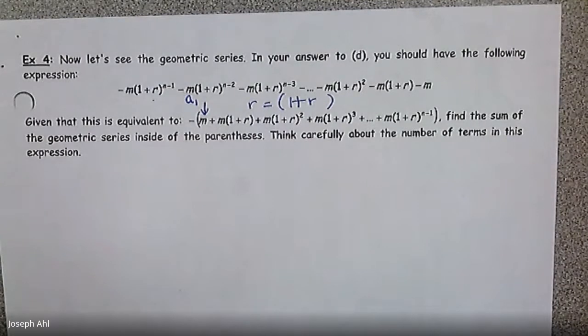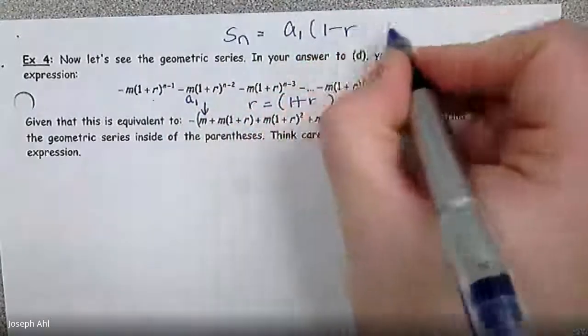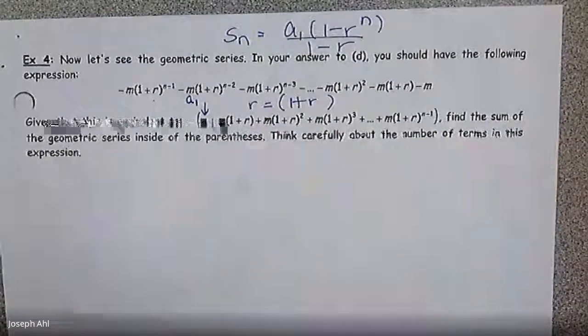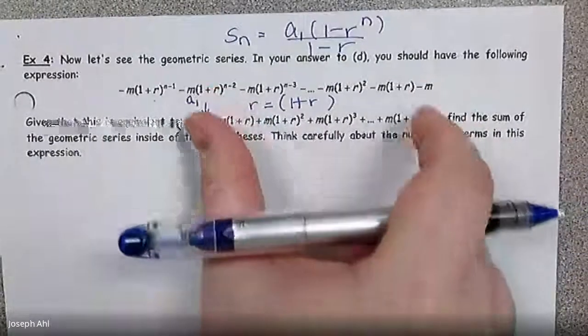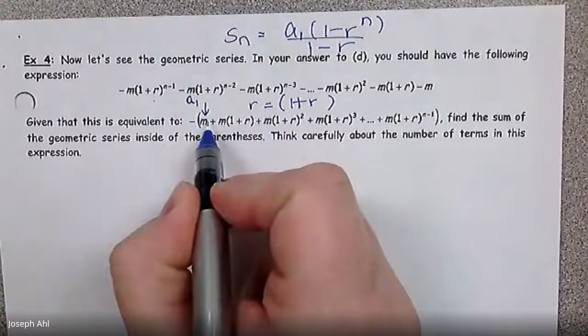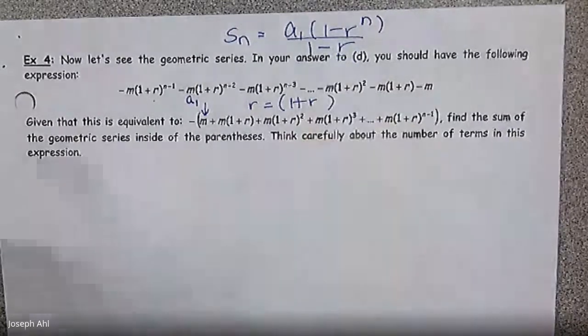In a geometric series, we know the formula is S sub n equals a1 times 1 minus r to the n over 1 minus r. That's the general formula, and that's what these terms represent right here. They represent the sum of the terms in a geometric sequence. So we know what a1 is, we know what the rate is, and that's what I'm going to replace right here in this formula.